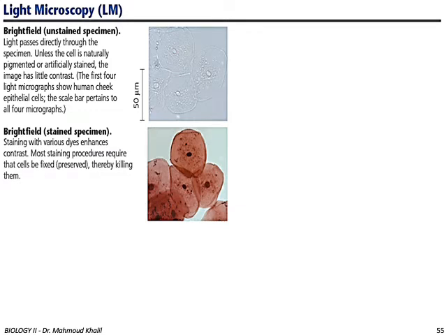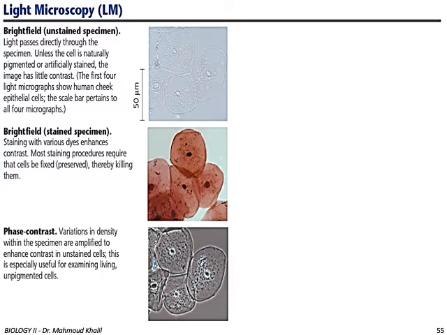The second type, used for stained specimens, is also a bright field microscope, and in this case you stain the sample with different stains. In case you want to stain, you need to fix the cell or preserve the cell, so you need to kill the cells. That's one of the main differences between these two microscopes, because in the bright field you can see unfixed cells. The third type of microscope is called the phase contrast microscope.